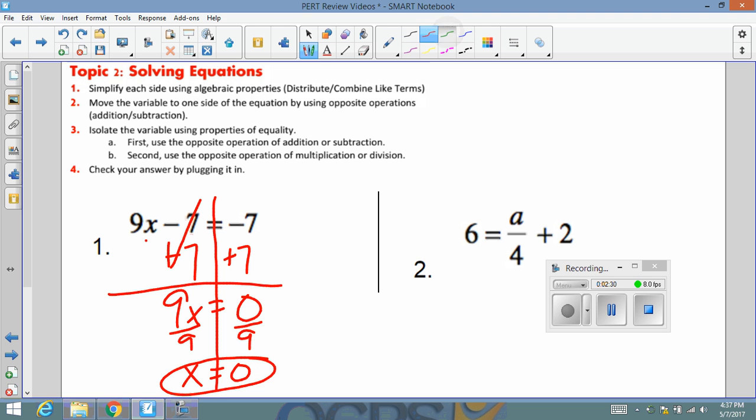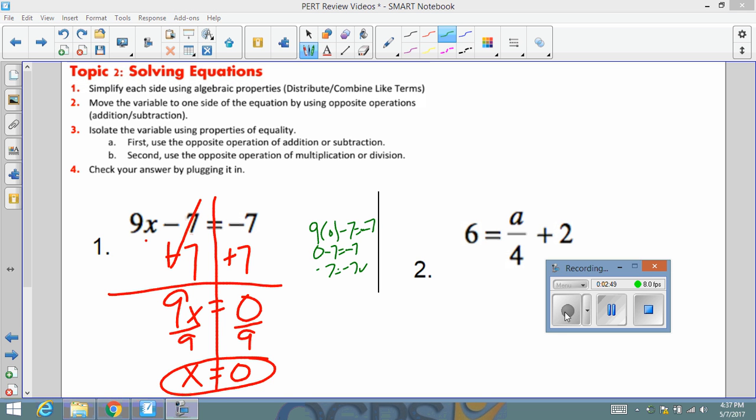I can plug in to check my answer. So 9 times 0 minus 7 equals negative 7. So 0 minus 7 equals negative 7, which does give me a true statement. And again, that was just me checking my answer.